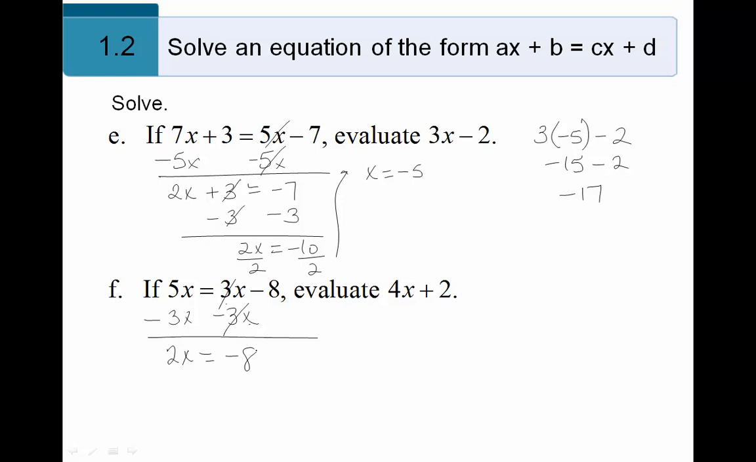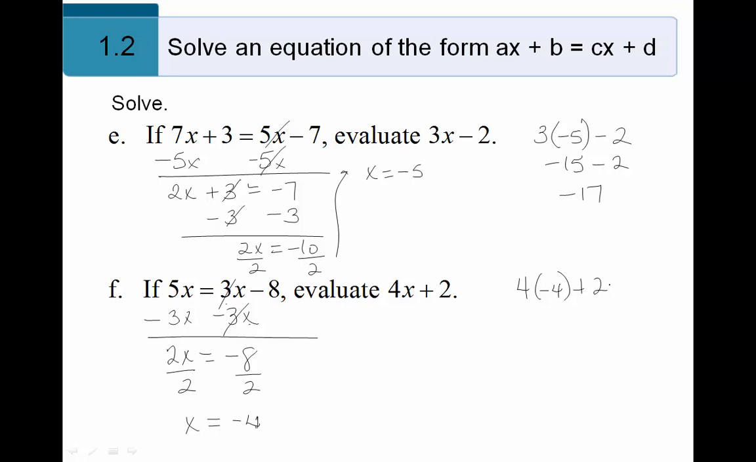With the variable on one side and the number on the other, we'll proceed to the fourth step, which is to remove the coefficient. We'll divide both sides by 2 then. Dividing both sides by 2, we end up with x equals negative 4. Now that we know that x has a value of negative 4, we can plug that negative 4 in for the variable x in the variable expression 4x plus 2. That gives us 4 times negative 4 plus 2.